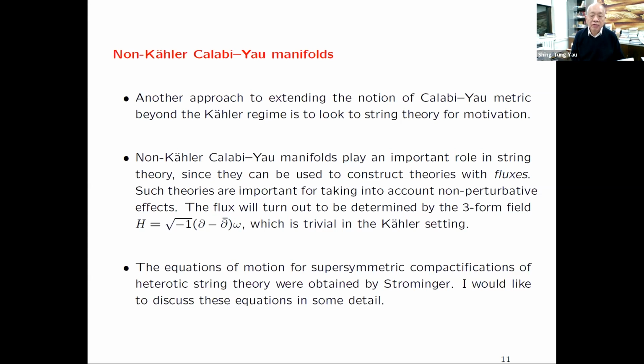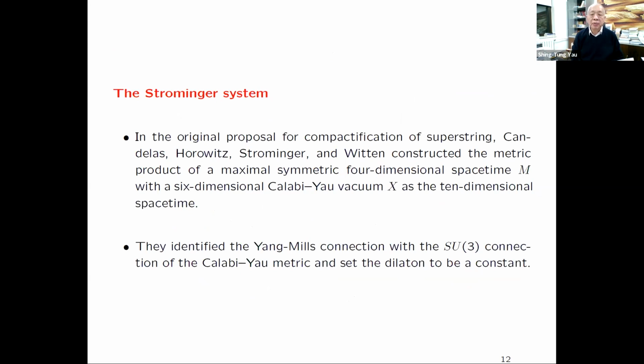The equations of motion for supersymmetric compactification of the heterotic string were obtained by Andy Strominger, my friend, at Harvard now, and we can show a little bit about what he said before. In the original proposal for compactification of superstring, compactification here means that from a 10-dimensional manifold, we reduce the theory effectively to 4 dimensions. And so we have to make the 6 extra dimensions compact, to make them small. And this was done by Candelas, Horowitz, Strominger, and Witten.